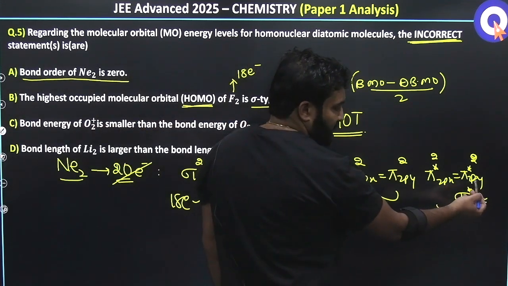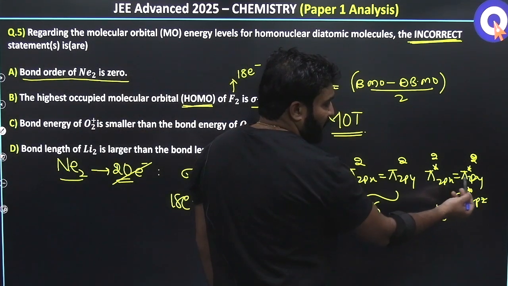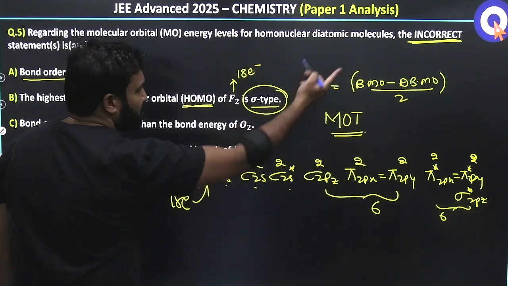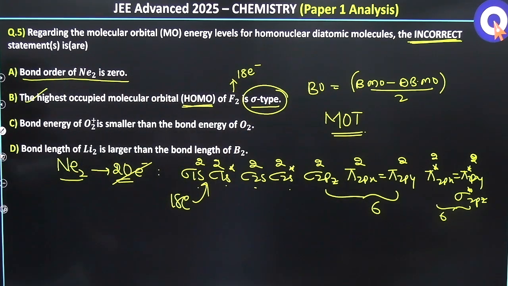Finally, the last electrons are present in what? Pi orbitals, not sigma orbital. So as he said sigma, it is wrong, but since the question asks for the incorrect statement, this will be the right answer.